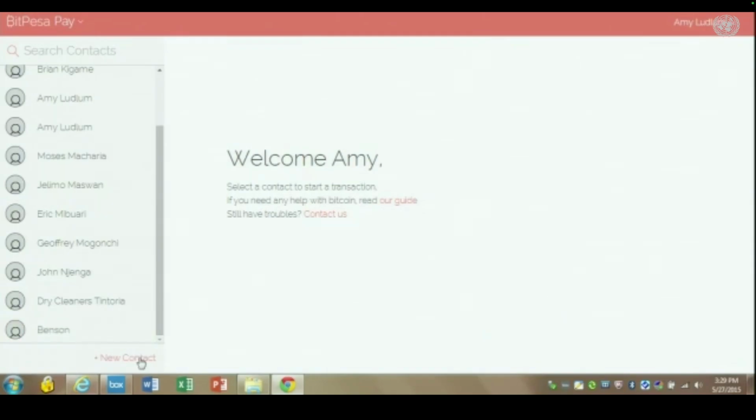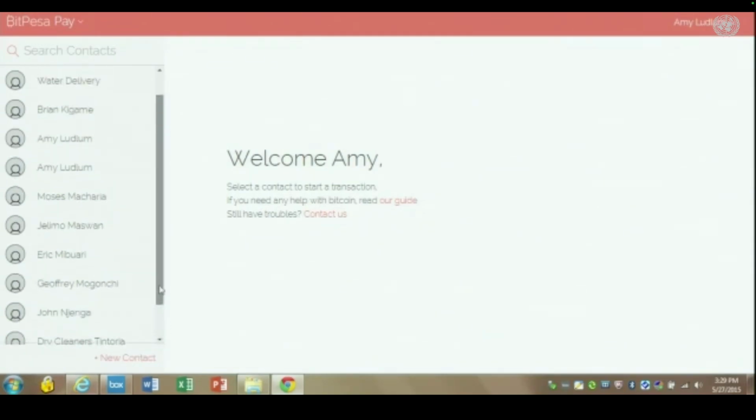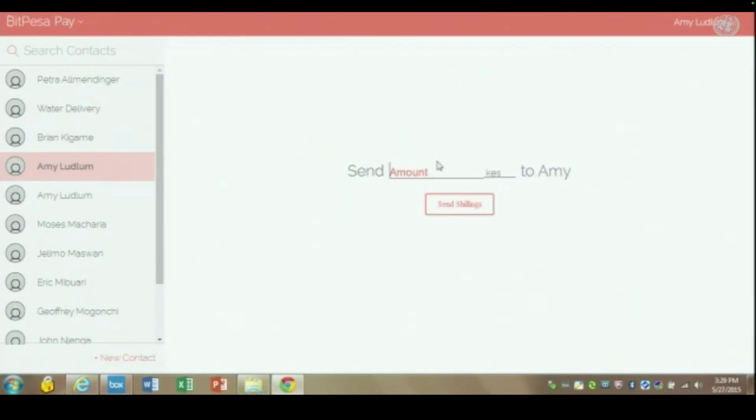So I would add someone new if anyone in here had M-Pesa, and I could send them money. But since that isn't the case, I'll just send money to myself, which again I do quite a bit.